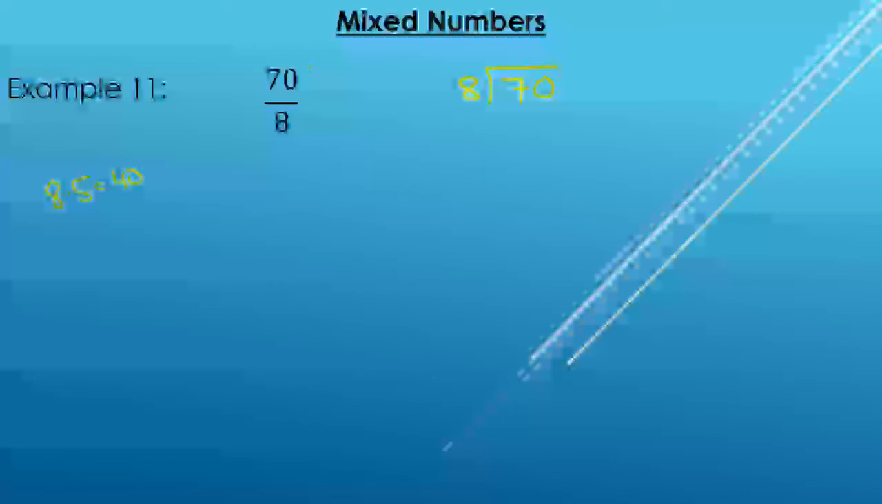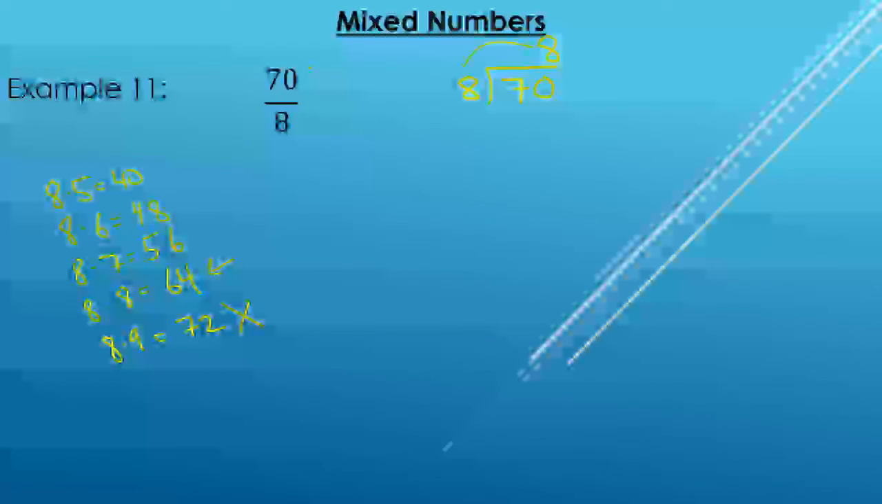Okay, we still got some space, so let's try a higher number. 8 times 6 is 48. 8 times 7, I think, is 56. 8 times 8 is 64. That's pretty close. So we're trying to get as close to 70 as we can without going over. 8 times 9 is 72. So that one we don't want to use because that's too big. So we're going to use 8 because 8 times 8 is 64. Okay, so 8 goes into 70 8 times.